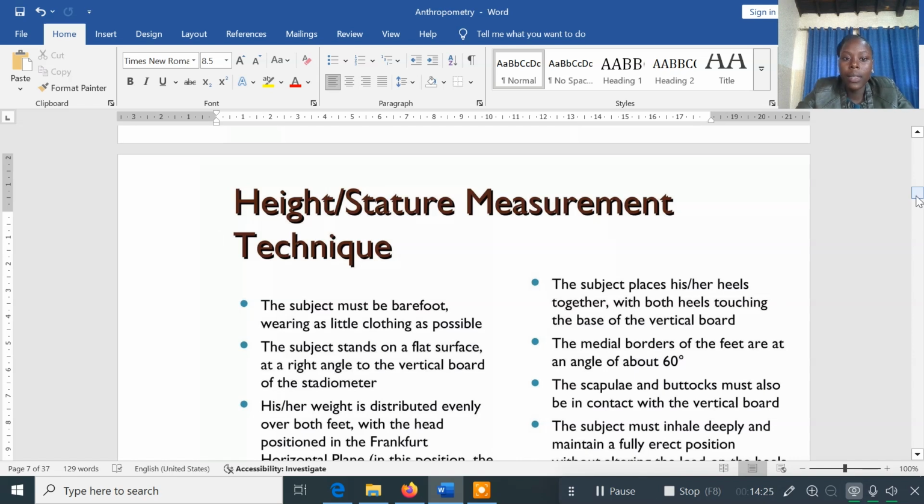So now in this next part, we are going to be looking at the procedures in details. How do we take the weight? How do we take the height? How do we get the BMI? How do we measure the mark and all that? So we are going to start with height. How do we measure height or stature? Stature measurement technique. Okay. So what do you do?